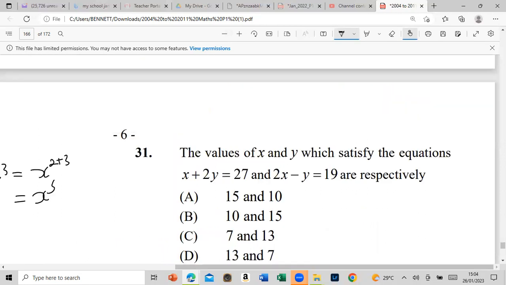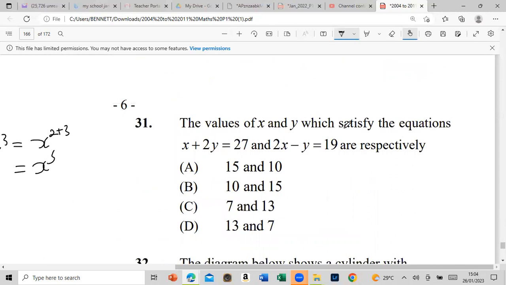Alright, so let's go to 31. The values of x and y that satisfy the equations x plus 2y equal 27 and 2x minus y equal 9 respectively are. So let us try if x is 15. We can actually try it. If x is 15 and y is 10, so 15 plus 20 can be this. Alright, we could try now.